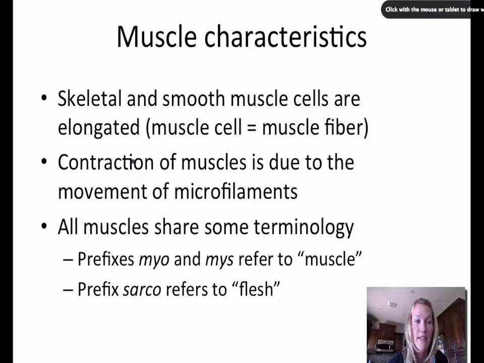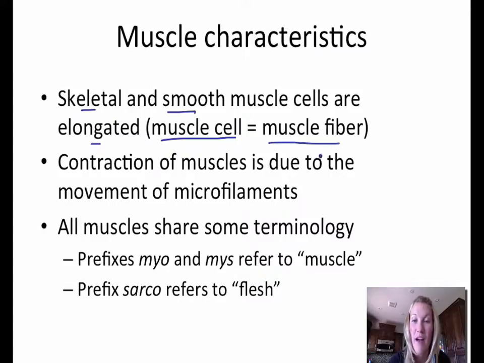Okay, so some muscle characteristics. Skeletal muscle and smooth muscle cells are elongated. Also, you can say muscle cell, or you could say muscle fiber. Those mean the same thing. Most of the time, we'll call them muscle fibers, but I'll try to use both. Contraction of muscles is due to the movement of microfilaments. Micro, hopefully you know, means small, and then filaments, there's going to be a whole bunch of little small things that we'll actually talk about in detail in a couple of podcasts from now, but that's how we get muscles to actually contract. And then all muscles share some similar terminology.